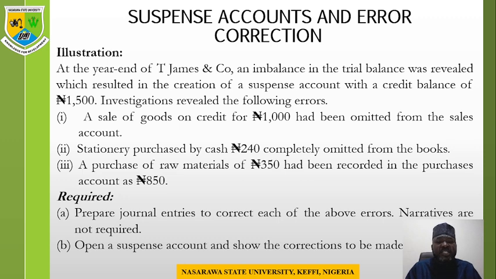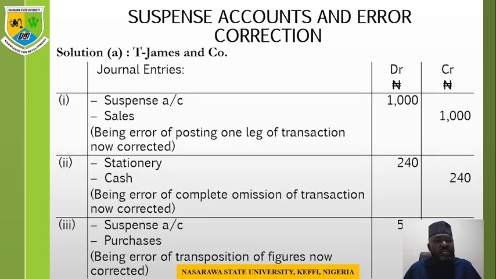What do we do to cash if we are paying? We credit cash. What do we do to stationery if we are purchasing? We debit stationery. So let's see what we did. Stationery account is debited 240. Cash account is credited with 240, being error of complete omission of transaction now corrected.